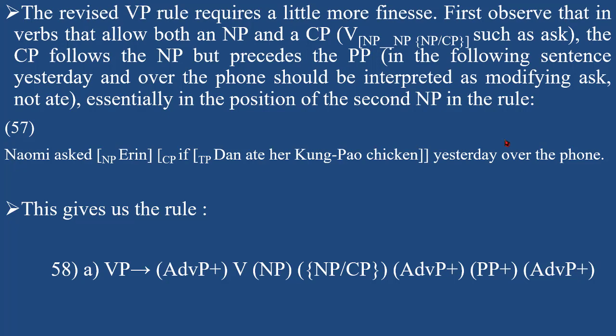It's not he asked Erin if Dan, for example, ate yesterday. Okay, so the yesterday over the phone modifies ask and not eat, not ate in this sentence. So this gives us the rule that VP consists of a number of adverbs, verb, an NP, and an NP or CP, one of them. Sometimes we have CP, complementizer phrase, sometimes we have an NP, right? And a number of adverbs, because adverbs can occur after the verb or before the verb, okay?